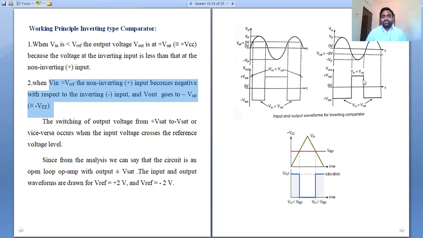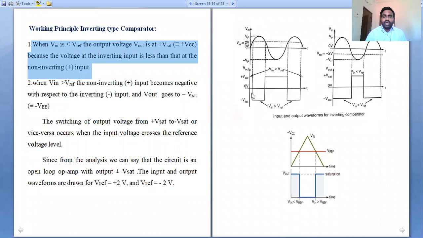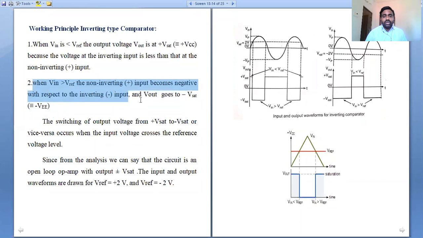That means in the discussion of the inverting comparator, if the input voltage is less than the reference voltage, we have plus Vsat, the plus saturation voltage. If the input voltage is greater than the reference voltage, the output will be minus Vsat. Okay, that means the output waveform is either in a plus Vsat condition or a minus Vsat condition.